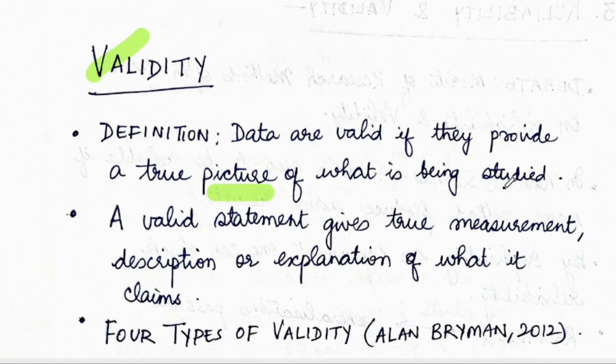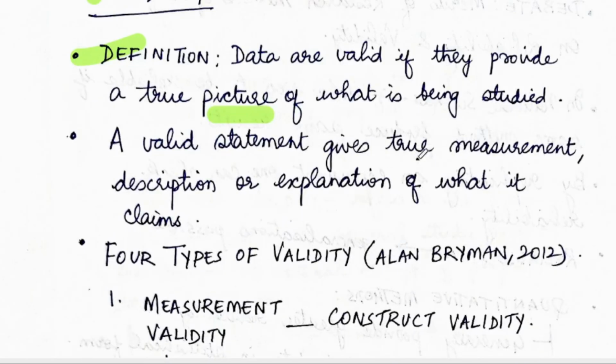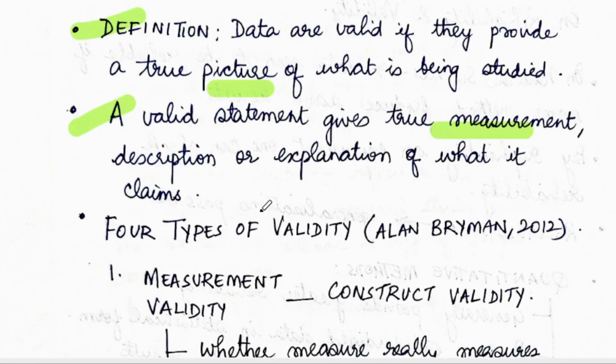For example, if we are studying religiosity, but we only count how many times people are visiting temples, in that case, we might miss private forms of worship. So, in that case, our study would not be fully valid. A valid statement gives true measurement, description, or explanation of what it claims to study. This means that our concept which we are trying to study and our tool both should match.